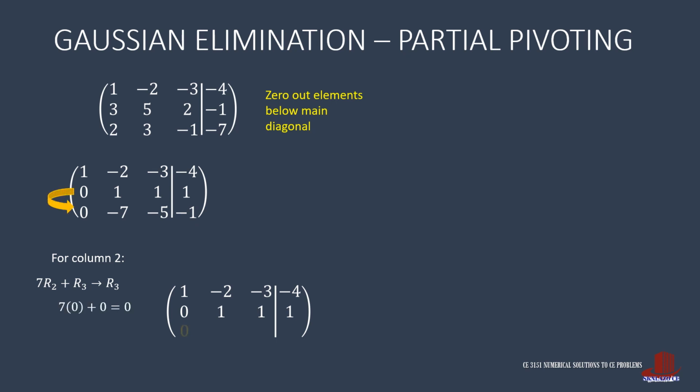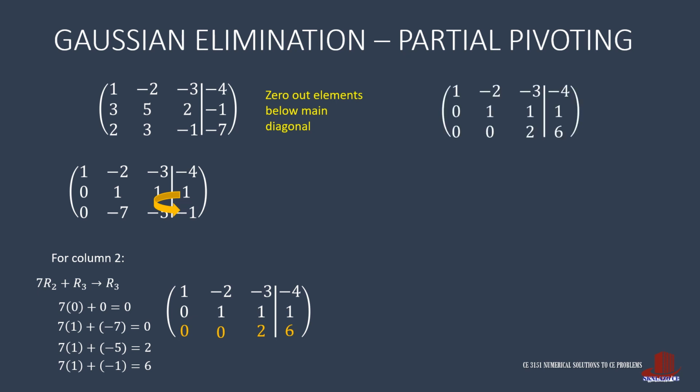The first element is computed as 7 times 0 plus 0, which is still 0. The second is 7 times 1 plus negative 7, which is also 0. The third element is 7 times 1 plus negative 5, and that is 2. Then 7 times 1 plus negative 1, giving 6. Now the transformed matrix is in its upper triangular form, signaling the end of the row operations.